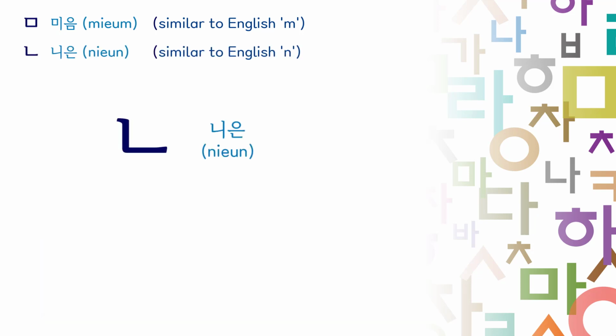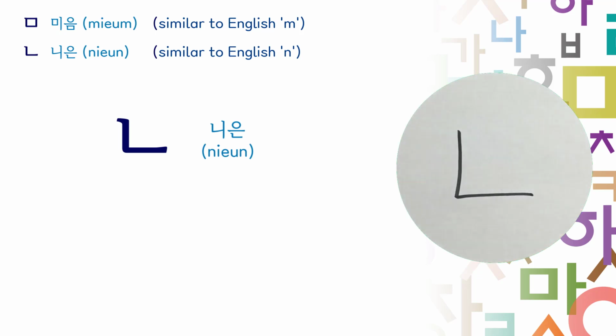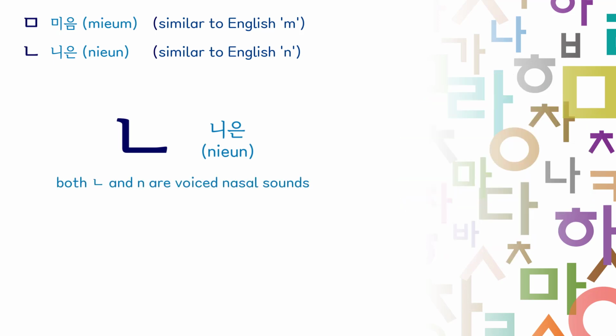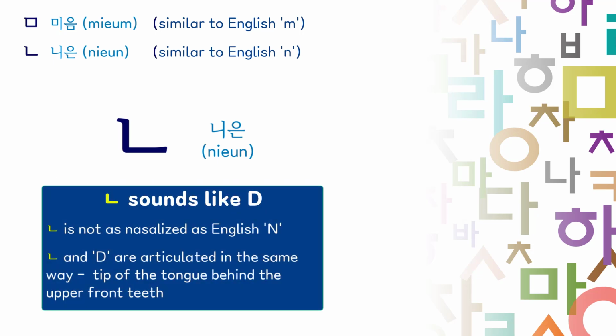Next, we have 니은, and 니은 is written like this. 니은 is similar to the English N sound, so it's a voiced nasal sound, and it sounds like this: n, n, n. And similar to 미음, 니은 is also denasalized. Because 니은 is articulated in a similar way to the D sound in English, with the tip of the tongue behind the upper front teeth, some people say that 니은 can sound a bit like the D sound. So do keep that in mind.